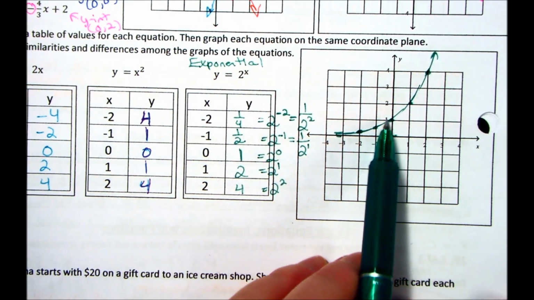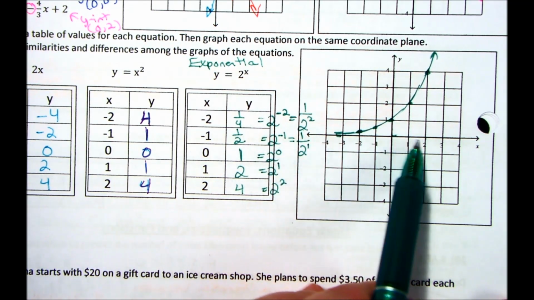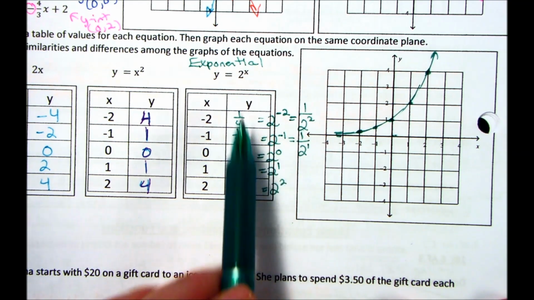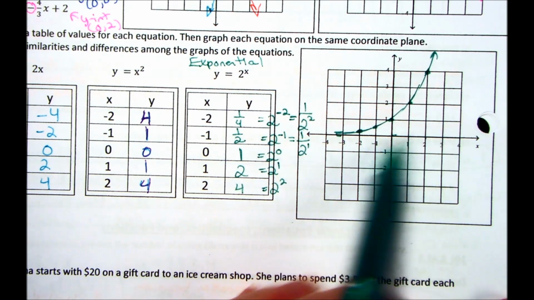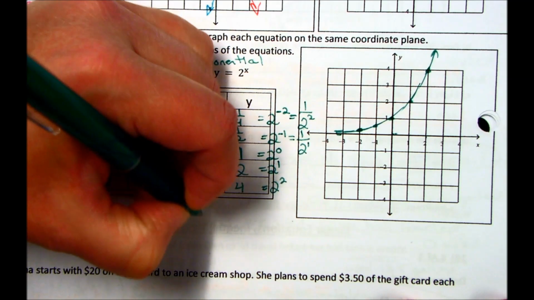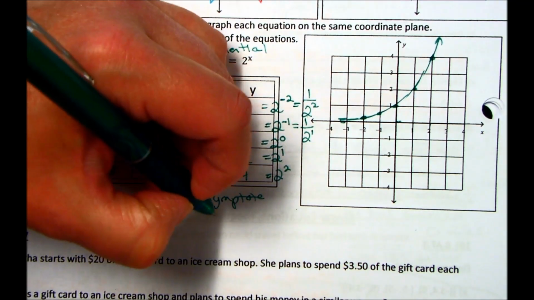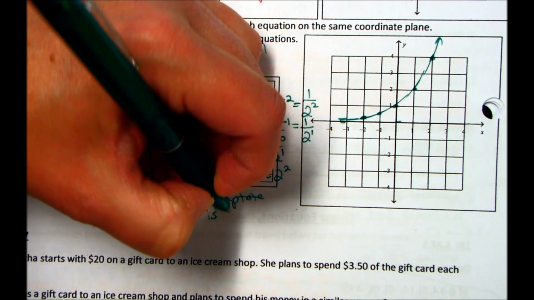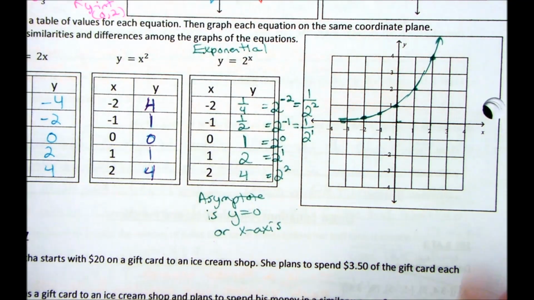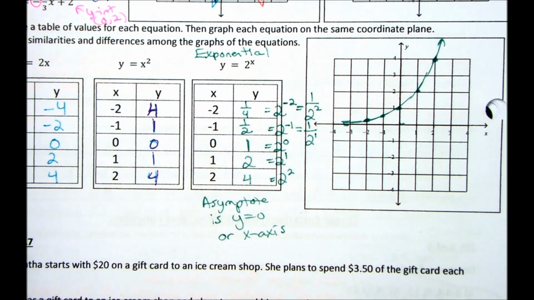Another thing you'll notice about exponential equations is that they have what's called an asymptote, a line that the graph cannot cross. In this case, this cannot cross the x-axis. So the x-axis, which is y equals 0, would be the asymptote. A-S-Y-M-P-T-O-T-E. I know that's kind of a funny word, but it's y equals 0, or the x-axis. So exponential equations will have a line that it cannot cross.